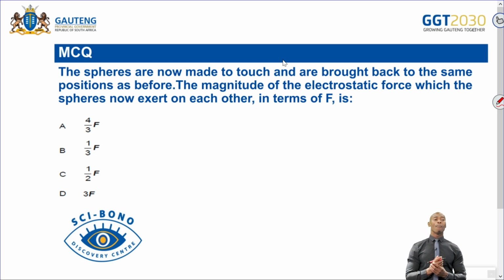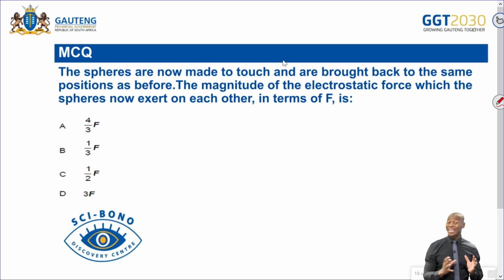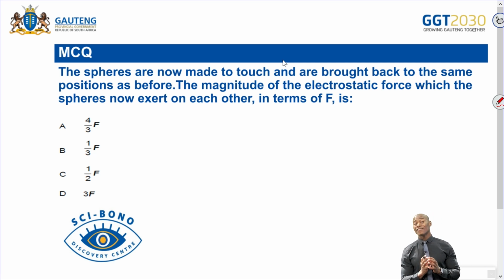The spheres are now made to touch and are brought back to the same positions as before. The magnitude of the electrostatic force which the spheres now exert on each other in terms of F will be what? Right. So the two spheres are brought into contact. So we cannot neglect that. And if the two spheres are brought into contact, after contact, they must have the same charge.